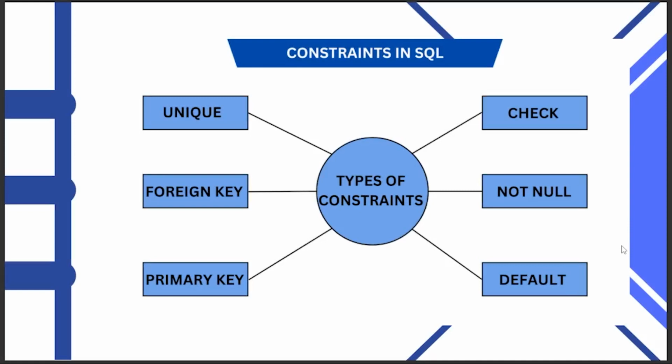Basically, table constraints are certain types of conditions or restrictions that are applied on entering data in the table. It will give a limit or a barrier that you can enter only certain types of data in a particular column. These are the types of constraints in SQL: unique, foreign key, primary key, check, not null, and default. We're going to see all of these one by one along with examples.